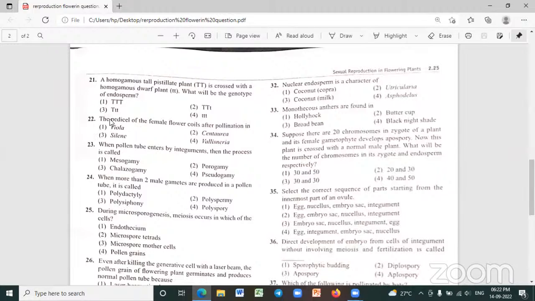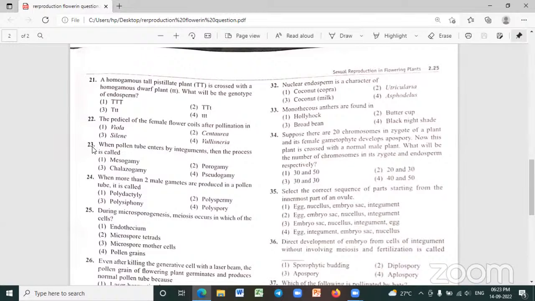And the 22nd: the pedicel of the female flower. Pedicel means the female flower coils after pollination. Where is coil formation present? Vallisneria, Viola, Silene, Centaurea? In the 22nd, the female flower has coil-shaped structures, which means Vallisneria is the correct one, isn't it? In Vallisneria, the female flower as well as the male flower are present separately, and they are also sunken. The male and female flower have a special structure called the coil nature. This is very, very important: the female flower coil, Vallisneria only.